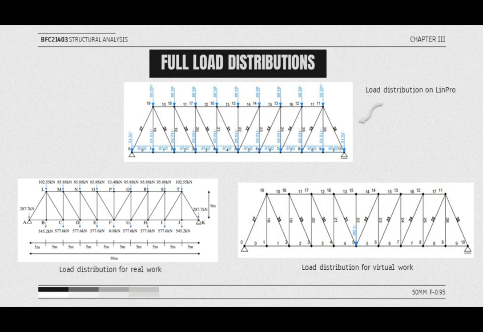For the full load distribution, as you can see in the first picture, is the load distribution that has been made using LinPro. On the bottom left is the load distribution for real work, where the UDL has been transferred into point loads to calculate the internal force. On the bottom right is the load distribution for virtual work, which is the 1 kilonewton load that has been applied at the middle of the bridge at joint F.